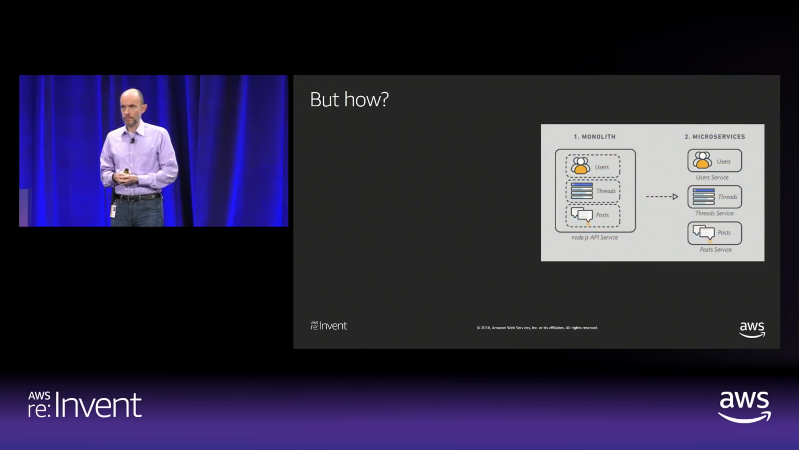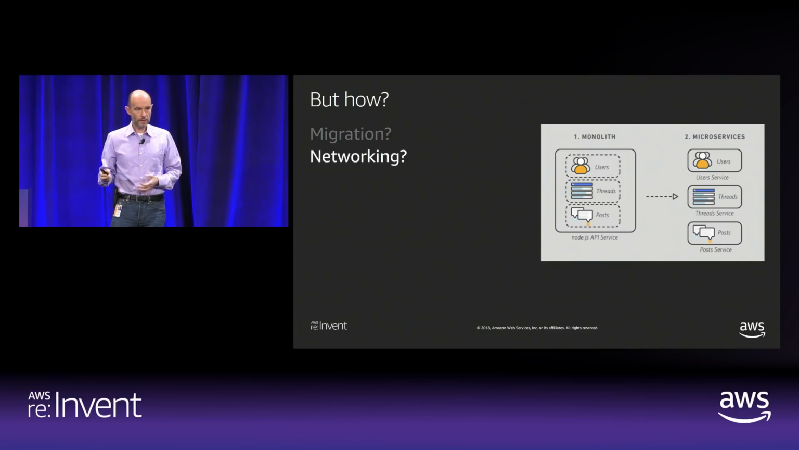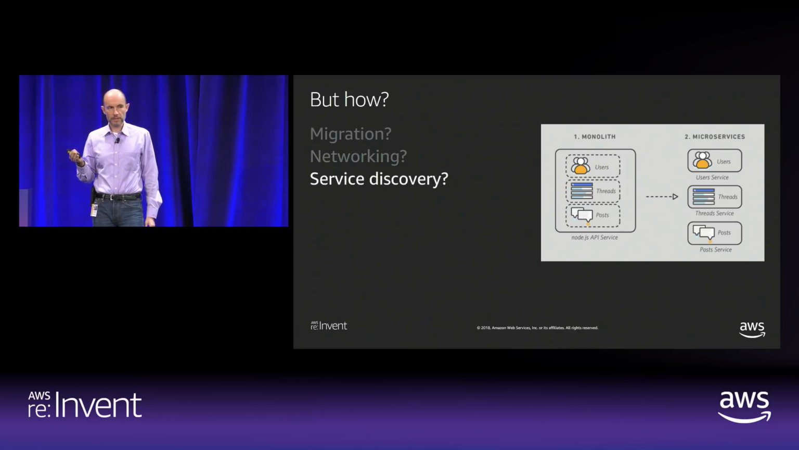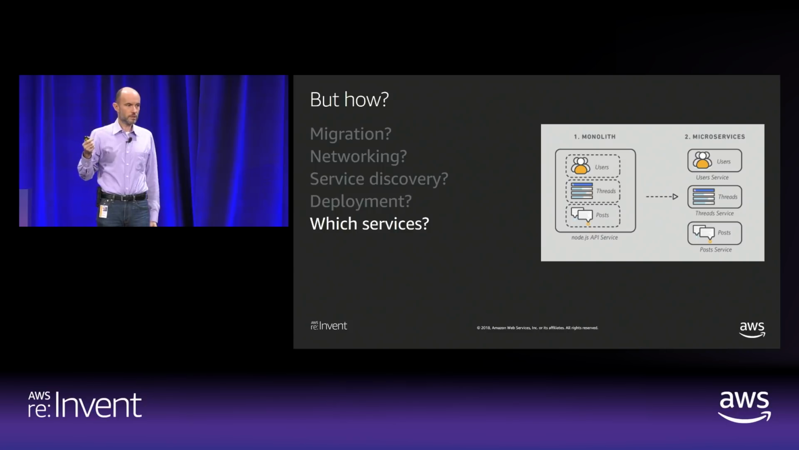So my customers, when they learn about microservices, they tend to ask questions like, how do I migrate my existing application, which is monolithic, into a set of microservices? How does networking work? What does it mean for my network if I now have lots of services talking to each other? How should I go about implementing service discovery? How do these microservices talk to each other? How do they know who to talk to? And what about deployment? How can I manage many, many individual deployment pipelines? And what services should I choose from all of the AWS portfolio to implement my microservices and how?